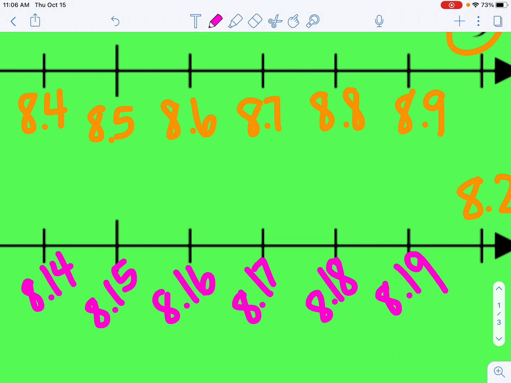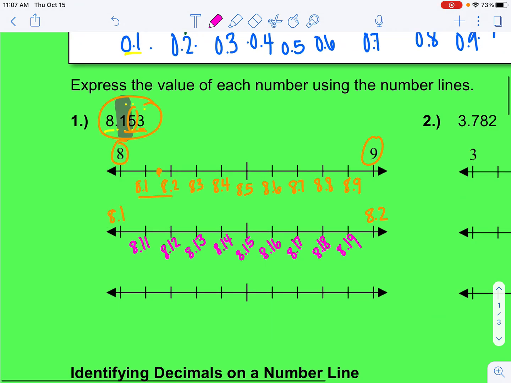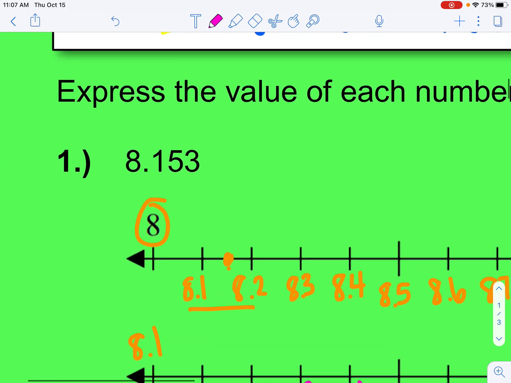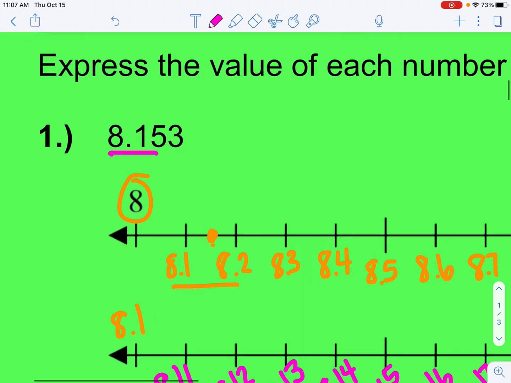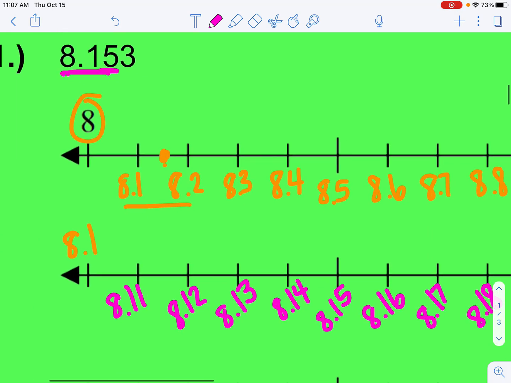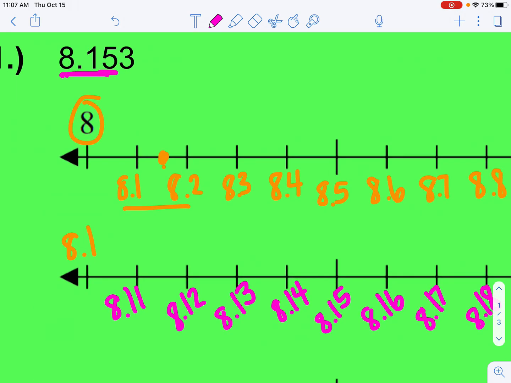Alright, remember, if you haven't gotten there, you can pause the video. So now I have my number line. Now we're going to look at our number again. I'm going to erase all these marks on my number so it's a little more clear. Alright, so I have 8 and 153 thousandths, but we're going to look at the first two numbers.